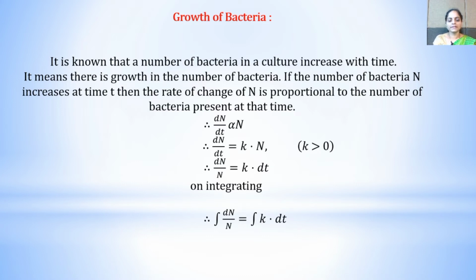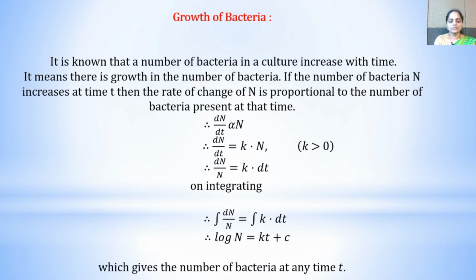We know that integration of 1 upon x dx is log x and integration of 1 dx is equal to x. After solving the integration, we get log n is equal to kt plus c. This is our general solution of the differential equation, and it gives the number of bacteria at any time t. Students, to solve the examples on growth of bacteria, you must remember the equation log n is equal to kt plus c. Now we see the example on the growth of bacteria.